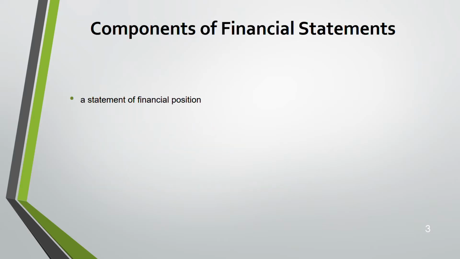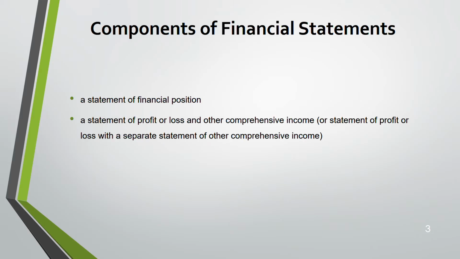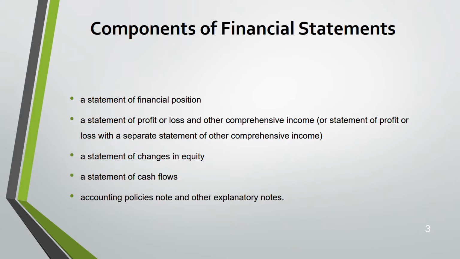Financial statements are made up of the statement of financial position, that is your balance sheet, your income statement, that is your statement of profit and loss, and other comprehensive income. This can either be presented as one single statement, where you have both profit and loss and other comprehensive income, or you can present it as two separate statements, one for the statement of profit and loss, the other for the statement of other comprehensive income. Then we have the statement of changes in equity, statement of cash flow, accounting policy notes, and other explanatory notes.